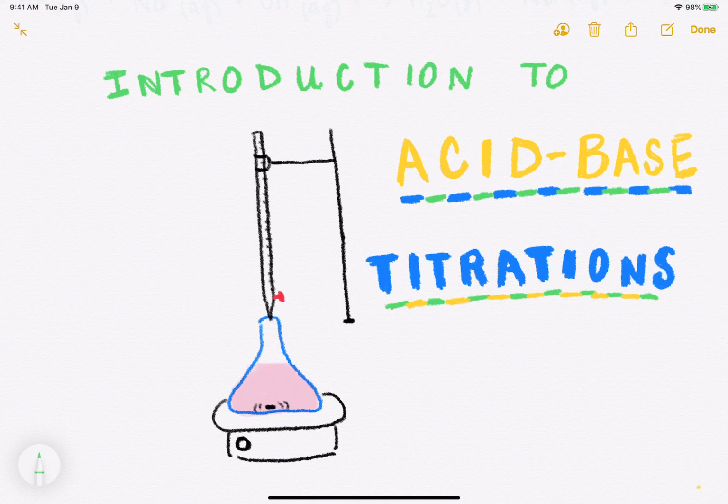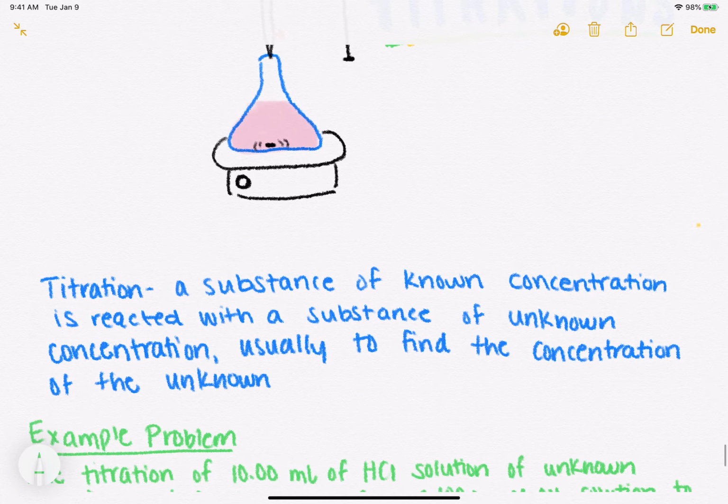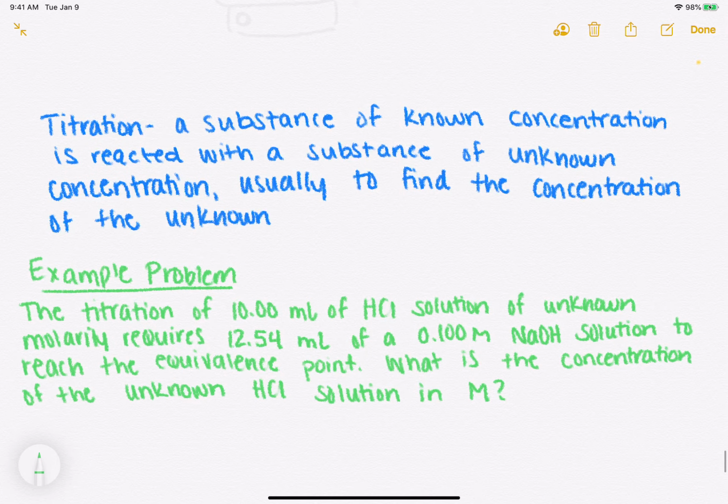Next, we'll talk briefly about acid-base titrations. So what is a titration? A titration is when you have a substance with a known concentration and you use it in a reaction with a substance whose concentration you don't know. And then you're able to measure the volume and do calculations to figure out what the unknown concentration of the other sample is.